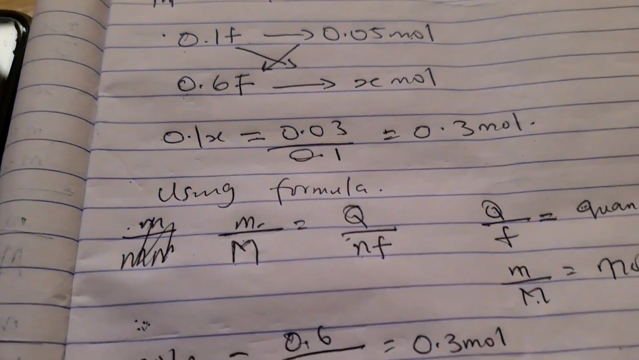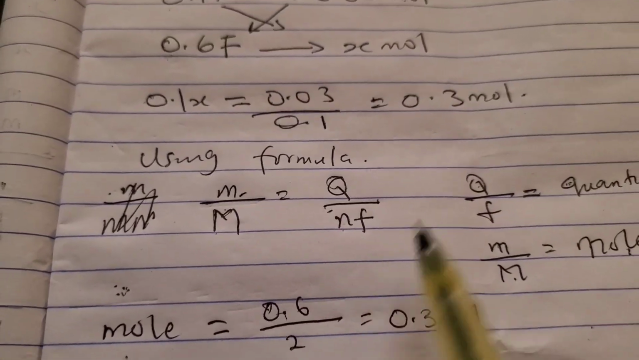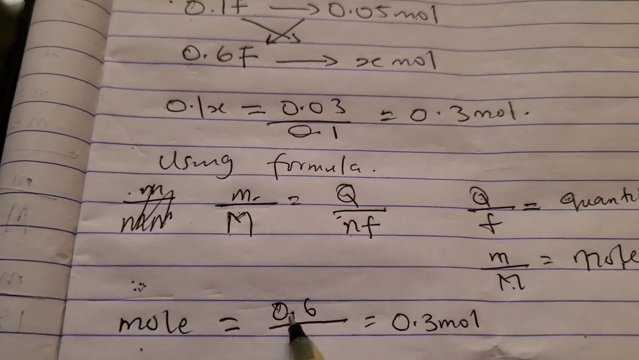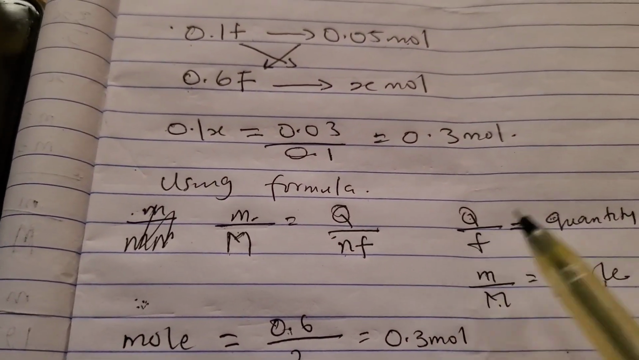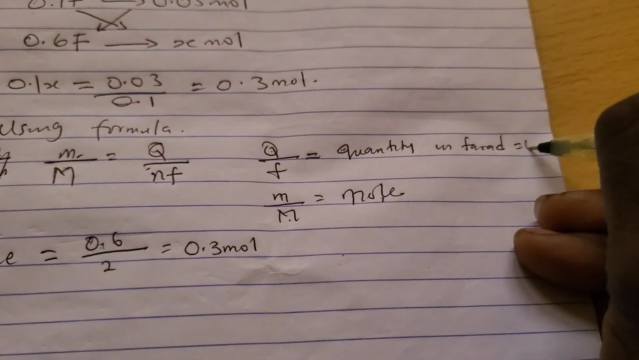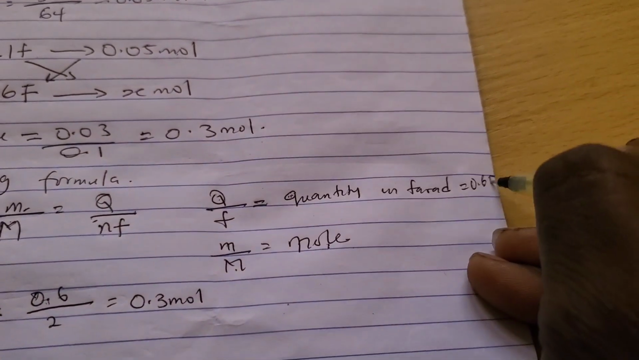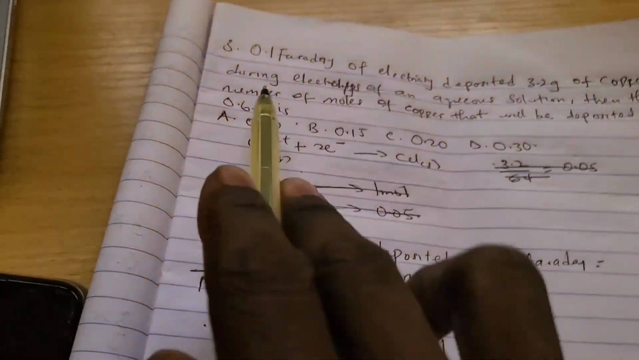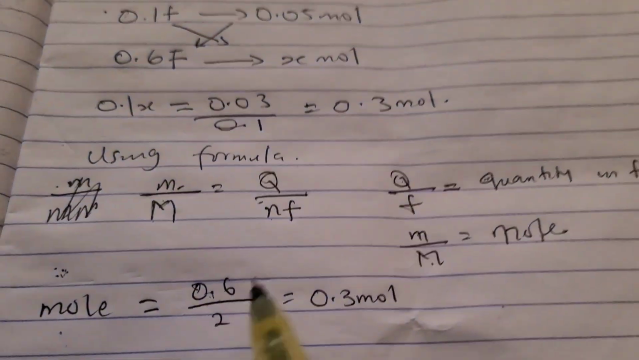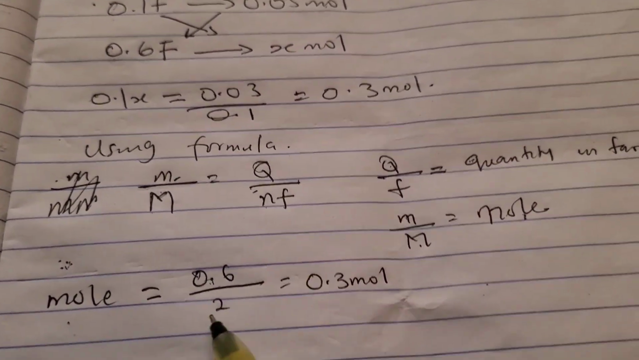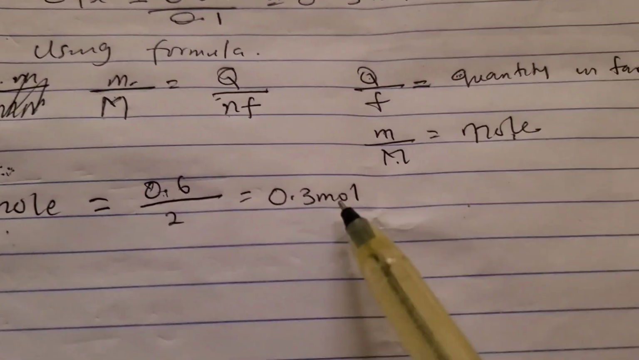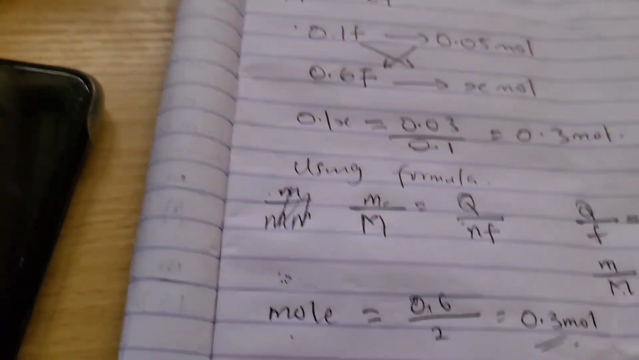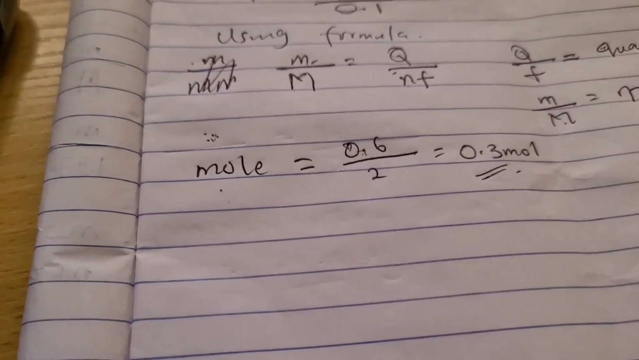So just come here and say mole equals 0.6, which is Q over F, that's what we're given here, over N, the number of charge, that's 2. So you're going to get your answer directly. So I think the formula still makes the work faster.